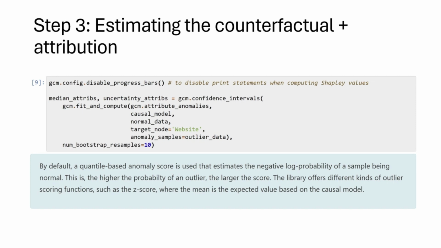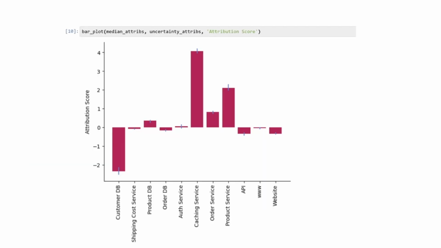Second, then we call this function, which would be an attribute anomalies function. And I think the way this code is constructed looks complicated. But essentially what you're doing is you're trying to attribute the anomalies using the counterfactual algorithm that I described earlier. But then you also want to get the confidence intervals. So you wrap the function in that call.